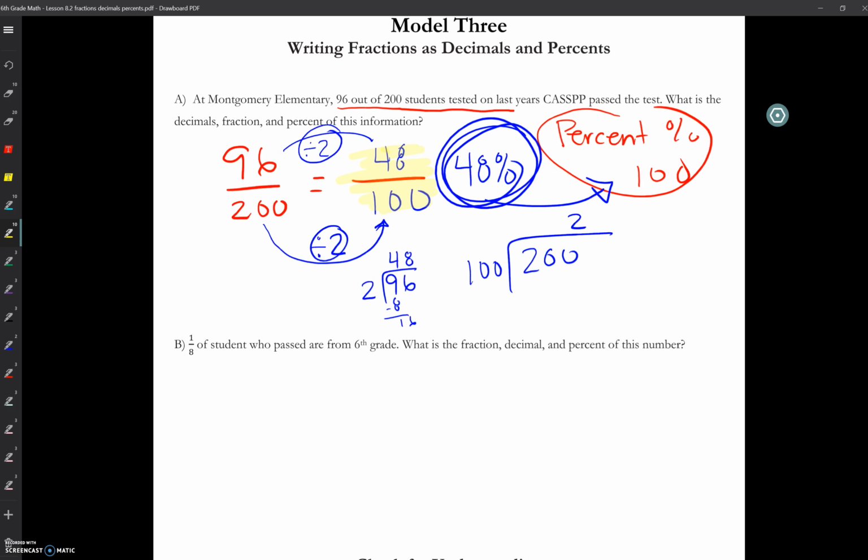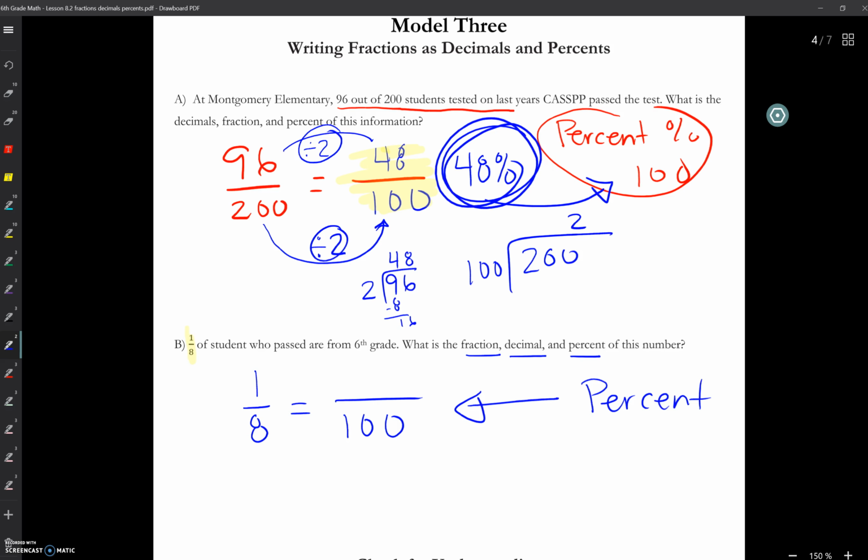Question 2. 1/8 of students who passed are from 6th grade. So we know 1/8 are from 6th grade. What is the fraction, the decimal, and the percent of 1/8? And so I'm going to convert it to a percent. Actually, it'll give me the fraction, and it'll also give me the percent. And so what I'll do is 8 to get to 100.